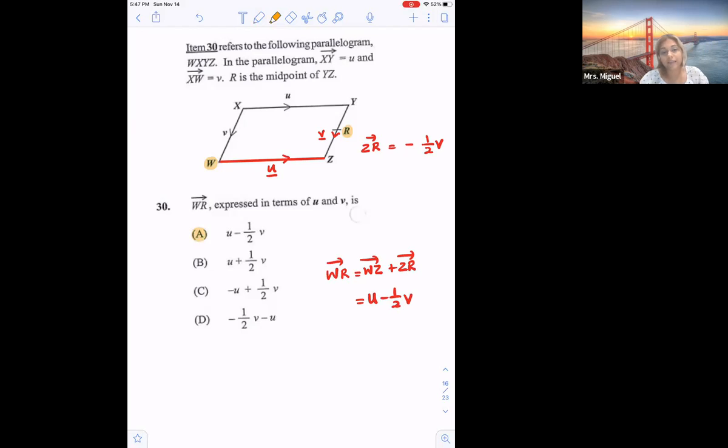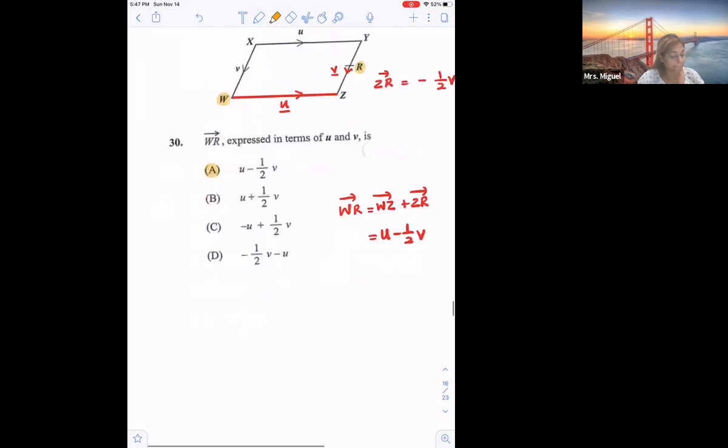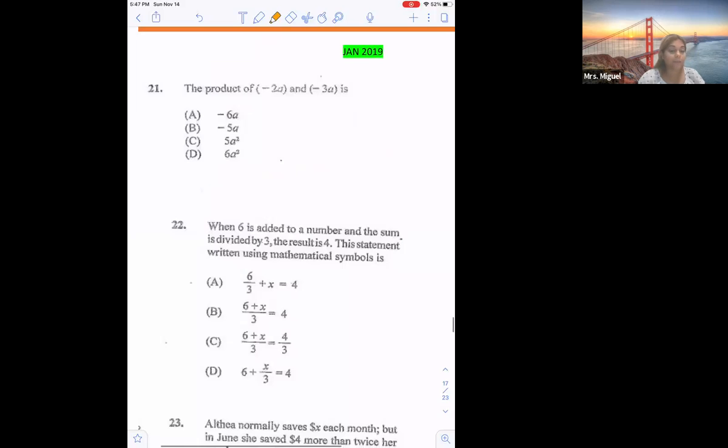So at this point in time, try as much as possible to go through all the multiple choice. The multiple choice is critical and it is crucial in securing a proper grade. Let's go. The product of negative 2a and negative 3a. Negative 2a multiplied by negative 3a. This is going to merge and give me a positive 6a squared. A by a will give me a squared.